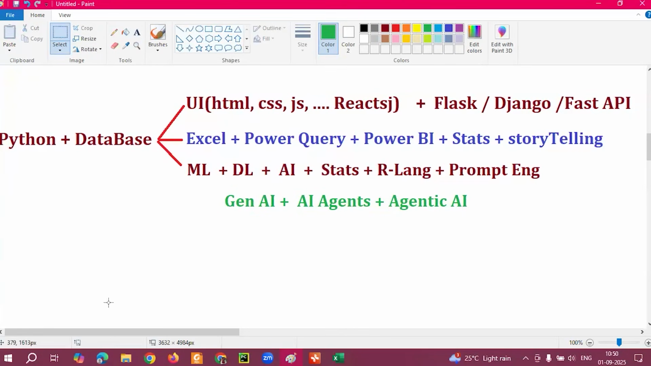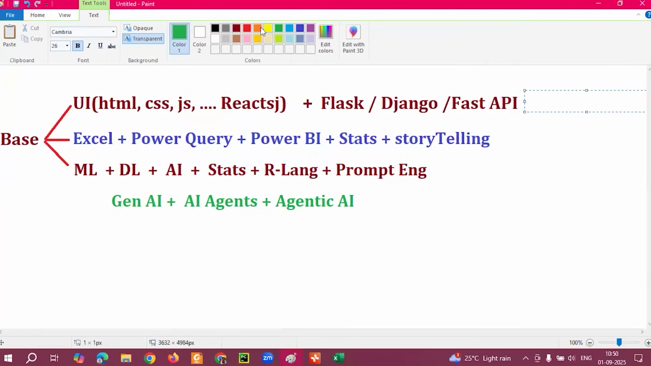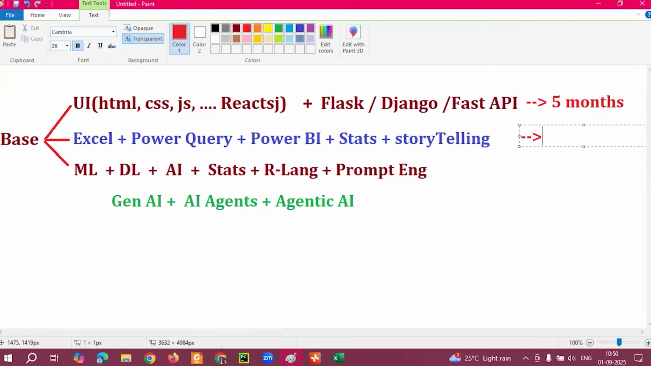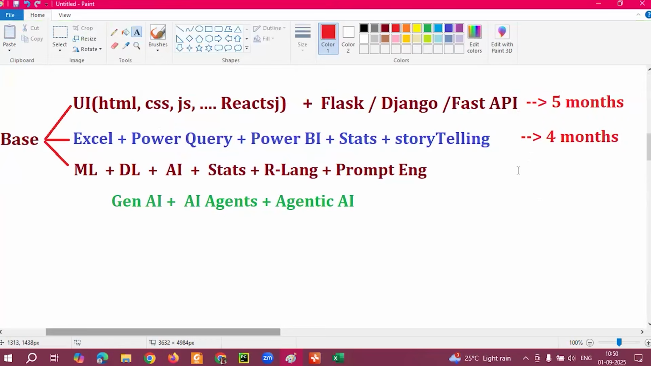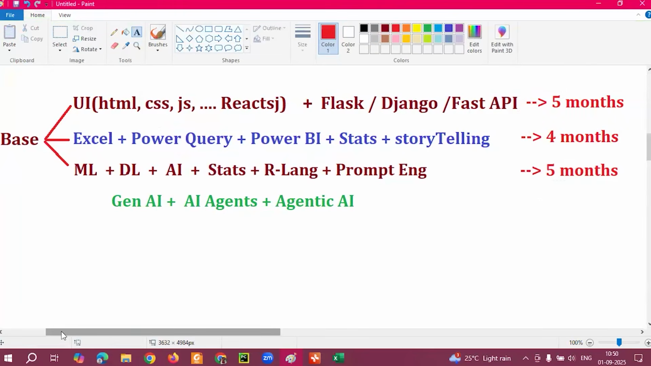So if you want to learn full stack Python, sir, it will take a duration of 5 months, including projects. Sir, data analyst, it will take 4 months, including projects. Sir, data science, actually it will take 5 months. 5 months is enough. Within 5 months, we can finish data science. This is the duration, guys.